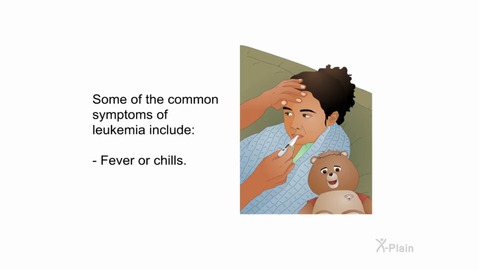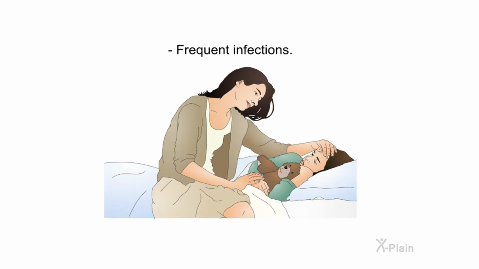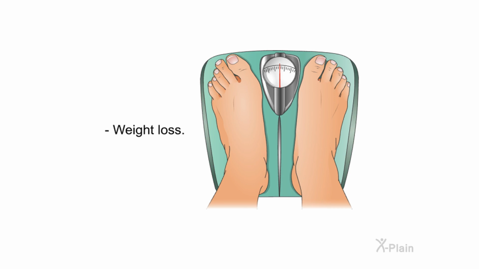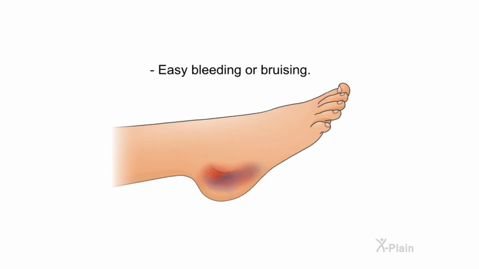Some of the common symptoms of leukemia include fever or chills, weakness and fatigue, frequent infections, weight loss, swollen or tender lymph nodes, easy bleeding or bruising.